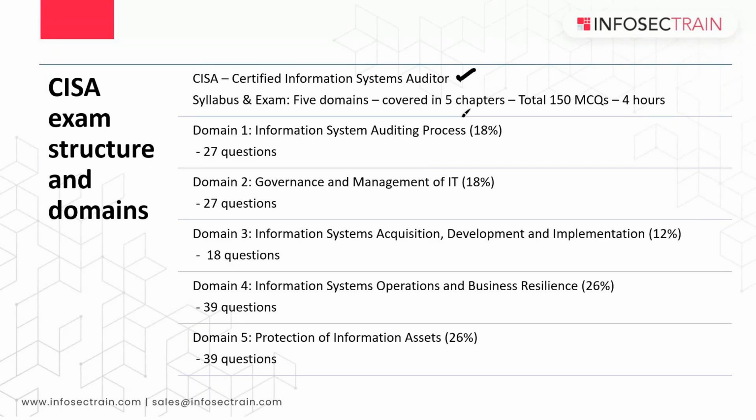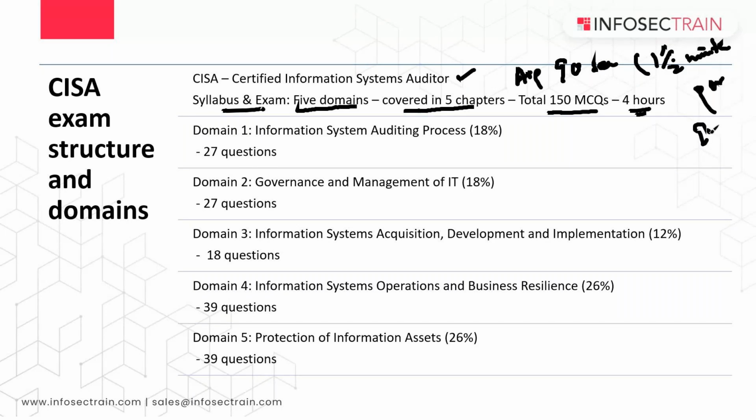Now for this exam, the syllabus and exam is actually covered in 5 domains. Each domain is covered in each chapter. So there are 5 domains covered in 5 chapters. The exam will have a total of 150 multiple choice questions. The time allocation would be 4 hours, which means you get on an average 90 seconds, 1.5 minute per question.